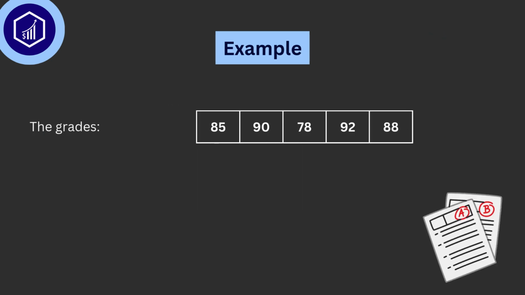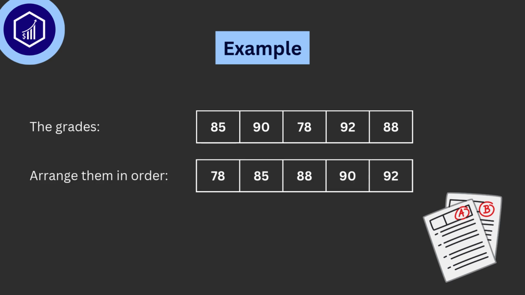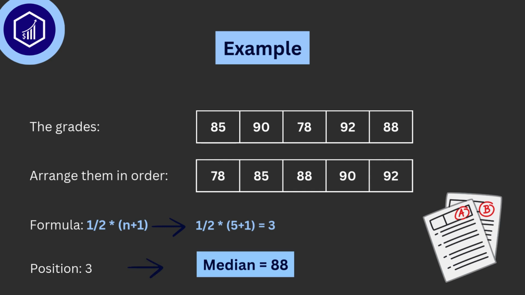The grades were 85, 90, 78, 92, and 88. So, as described before, in step 1, we sort the data. Then, it is 78, 85, 88, 90, and 92. In step 2, we see our n is 5, because we have 5 values. We plug everything into the formula, and it gives us a median position of 3. Now in step 3, we look at the third value. The third value is 88, so our median is 88.